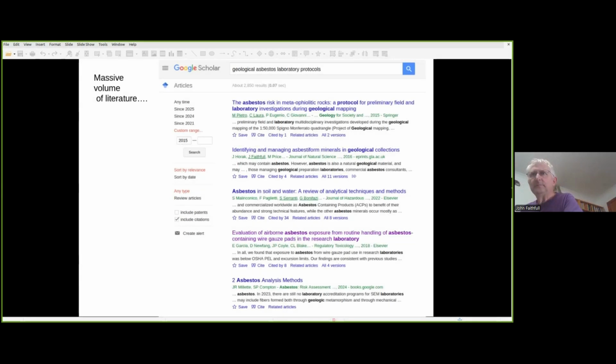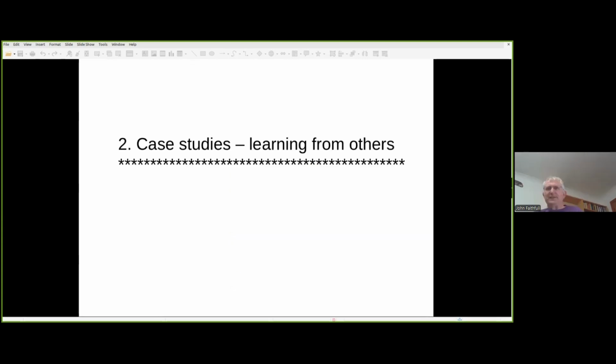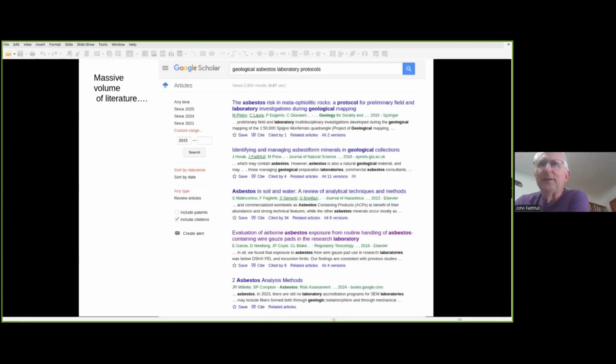The next bit I want to look at is a relatively short section, but having a wee look at some case studies and what we can learn from the experiences of others. One of the obvious things is literature, but there is a massive volume of literature.